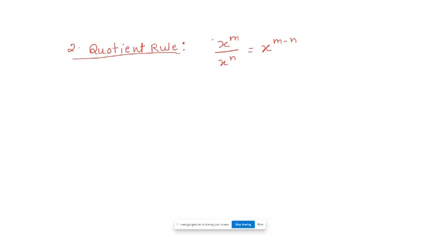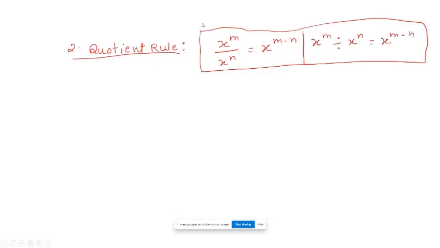That is our quotient rule, or we can call it the division rule. Okay? The base needs to be the same. If the base is different, we cannot do it. Let's see examples here. Example, suppose I have one: a to the power of 5 over a to the power of 3. What will happen in this case? A to the power of 5 minus 3, which implies a to the power of 2.